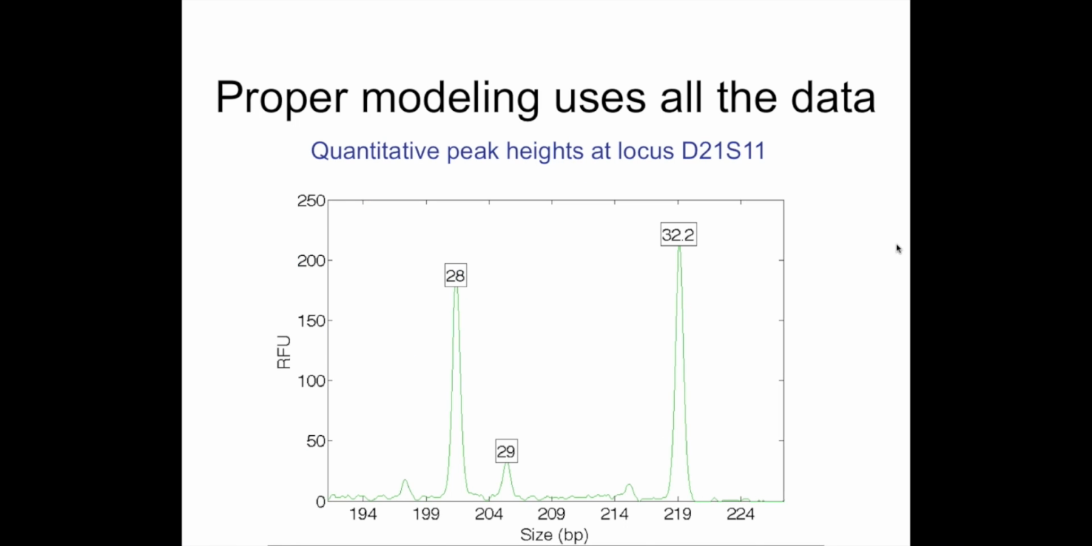So I'll quickly walk you through the genotype separation process, where proper quantitative modeling of all the variables and uncertainties and artifacts can use all the data. Here are quantitative peak heights at the locus D21. This data came from England, so the kit used was SGM+, which is a 10 locus kit. And here we see peaks for 28 and 32.2 that are taller. There's a lower peak below 50 RFU for a 29 allele for D21.